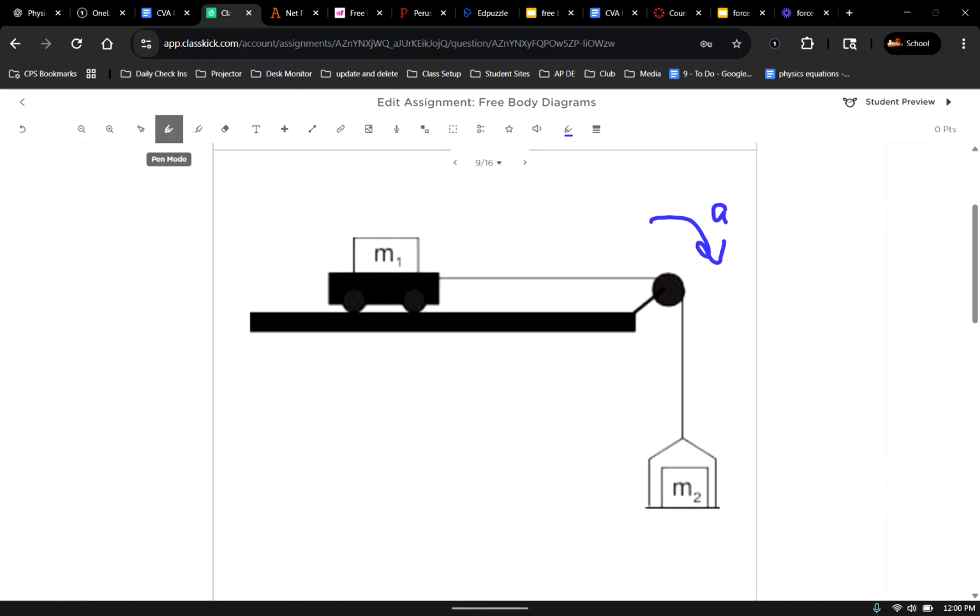So I've got a lot going on here. I've got this cart getting pulled down by gravity. I've got the table pushing up on it with a normal force. It's a smooth table, so there is no friction.